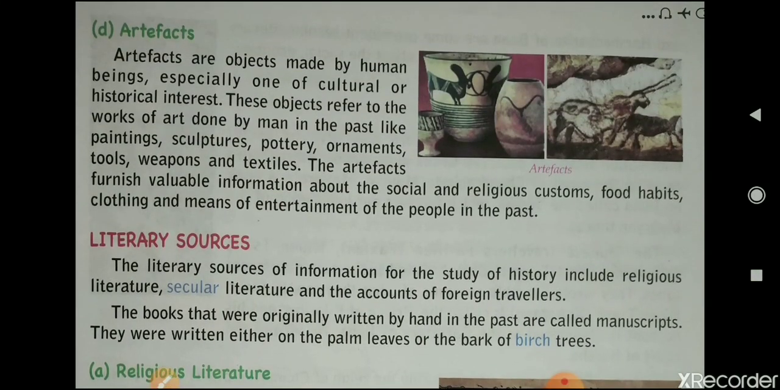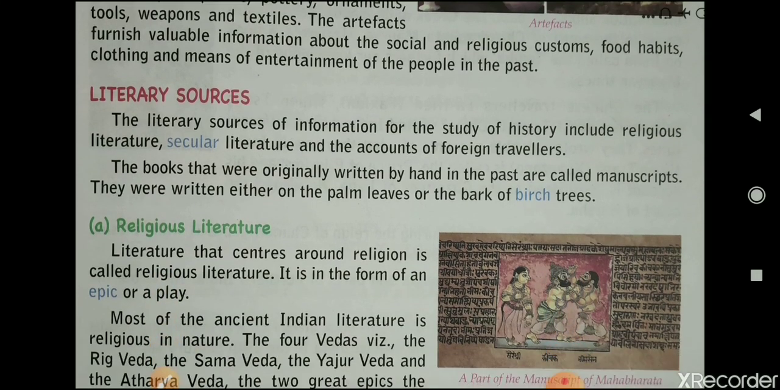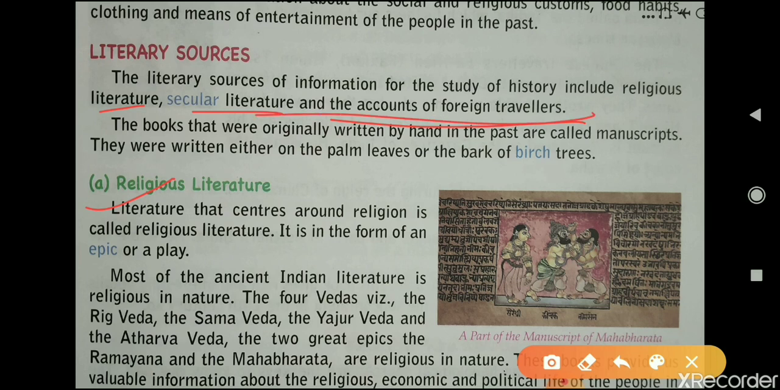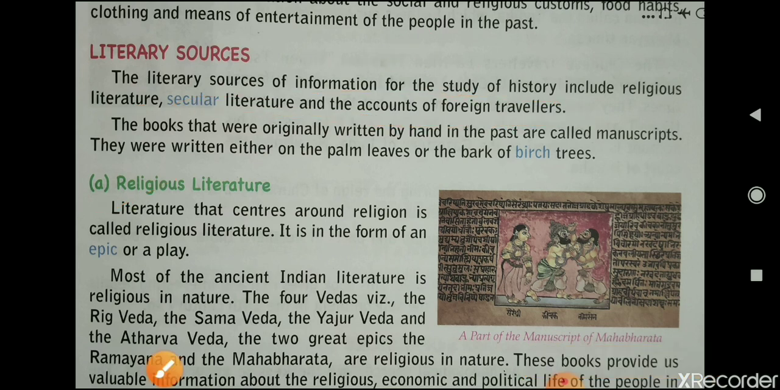Then the second type of sources are literary sources, and literary sources include religious literature, secular literature and the accounts of foreign travelers. Okay, so through these resources we can know about our history. What are these? Religious literature, secular literature and the accounts of foreign travelers.